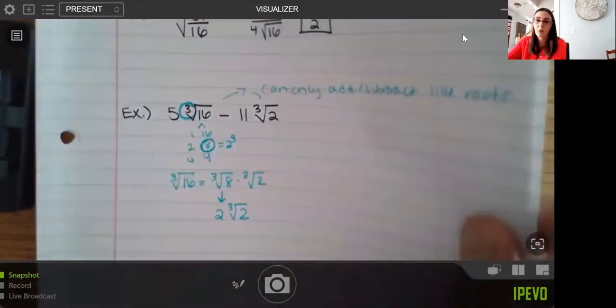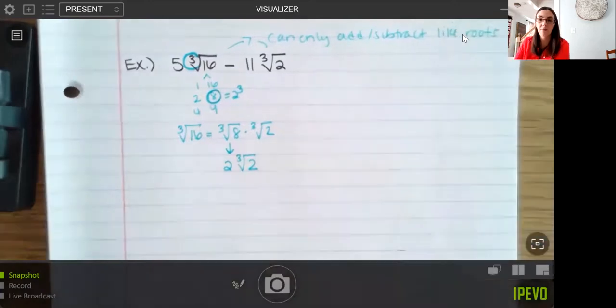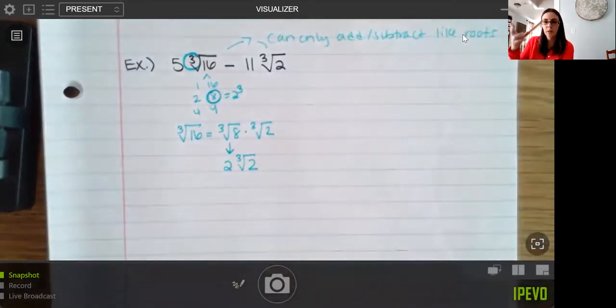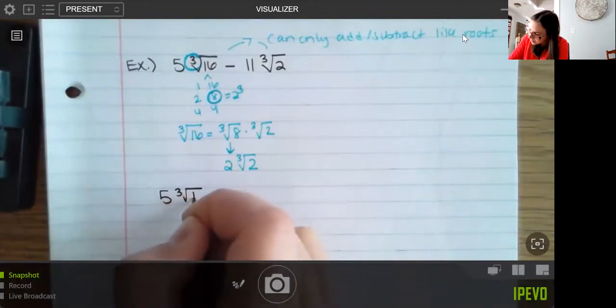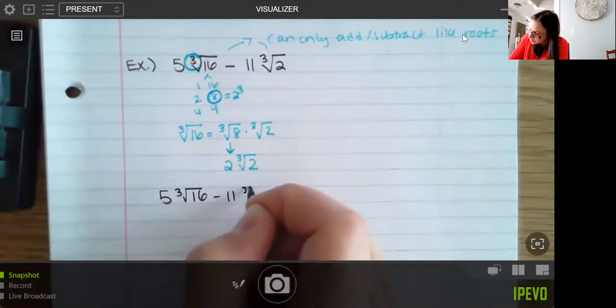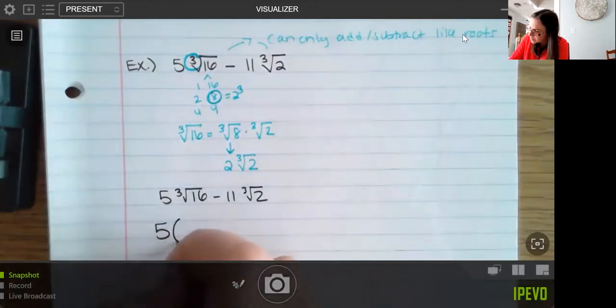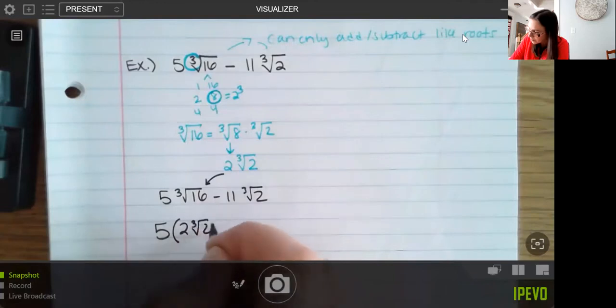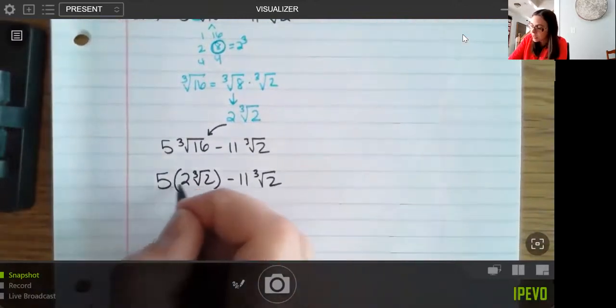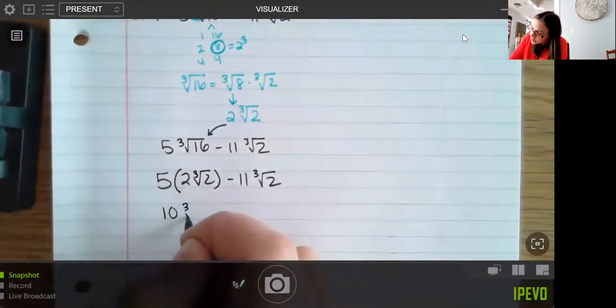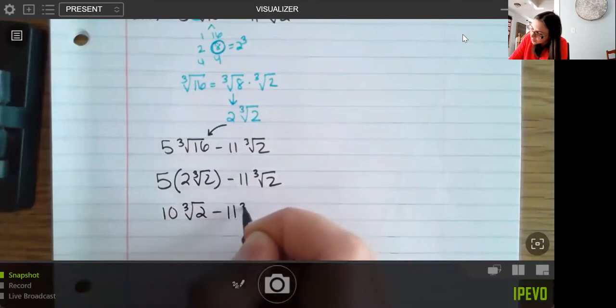You're going to notice that with exponents, numbers blow up very quickly. So if you have higher power roots, a lot of our answers are smaller numbers because they grow very fast once we start multiplying them out. So what this becomes, that 5 cubed root of 16 minus 11 cubed root of 2 becomes 5 times, and then this gets plugged in here. So 2 times the cubed root of 2 minus 11 cubed root of 2. I multiply those outside numbers, I get 10 cubed root of 2 minus 11 cubed root of 2.